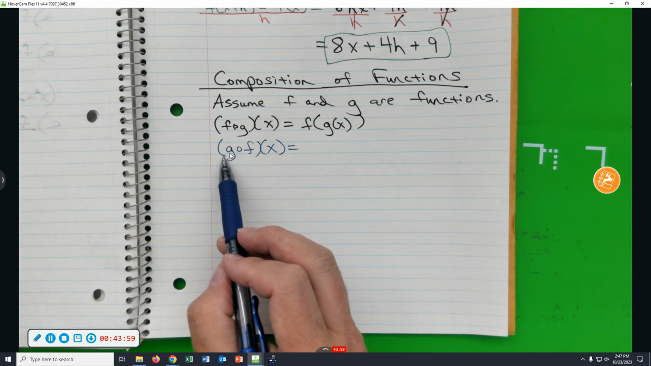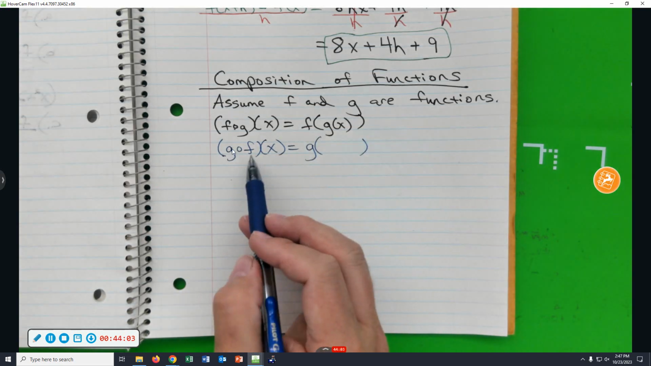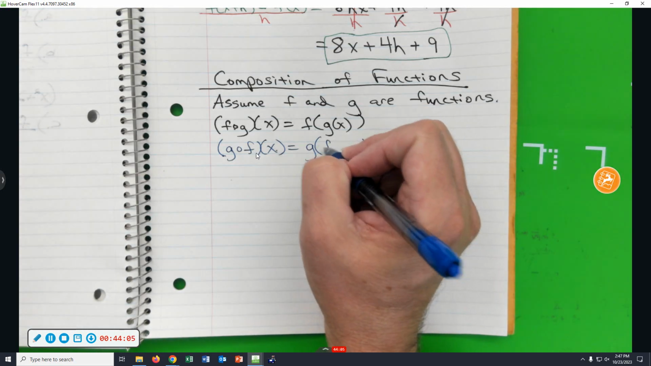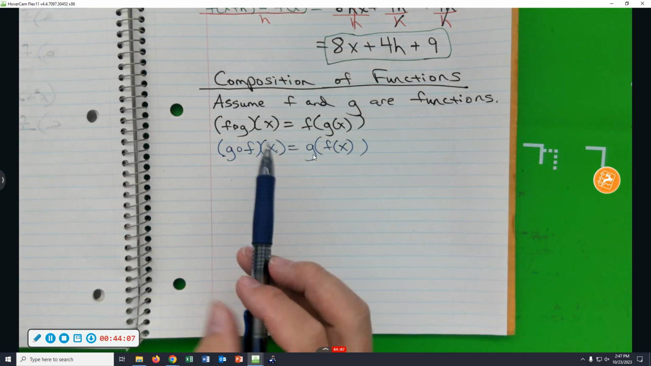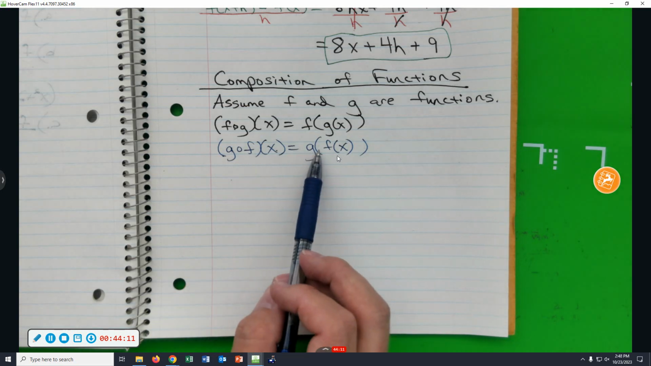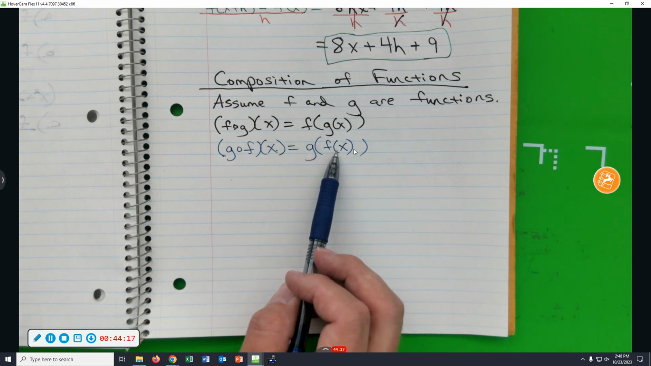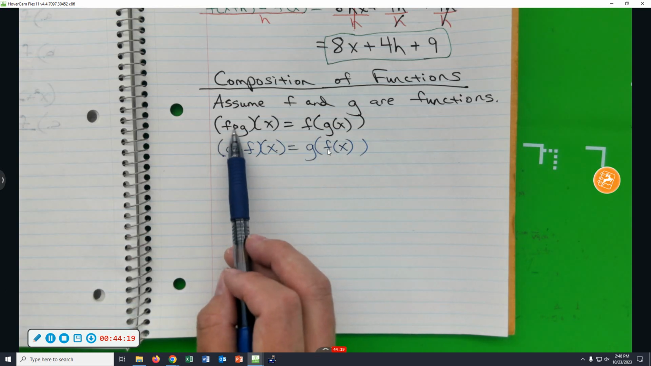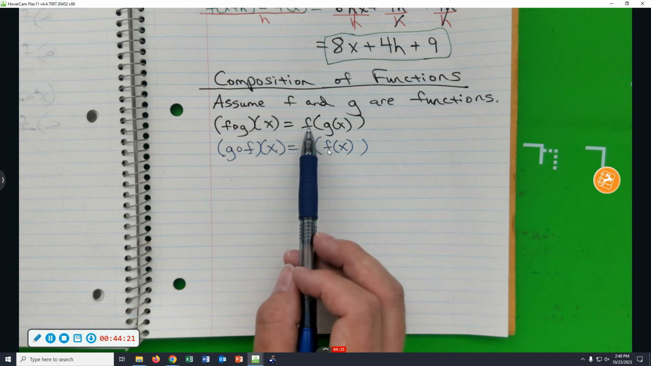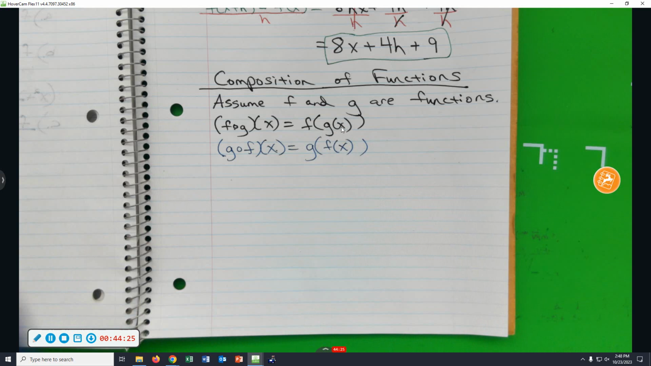The first function that's written, that's the function on the outside. And the second function, that's the inner function. G composed with f is g of f of x. That means go to g, replace any variable you see with the other function f of x. F composed with g of x means go to f, replace any variable you see with g of x.